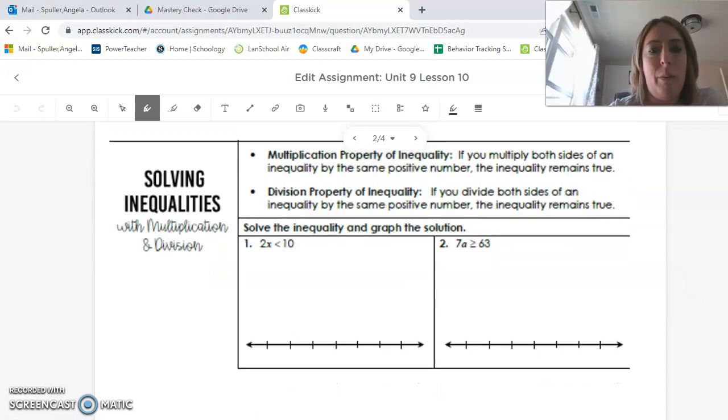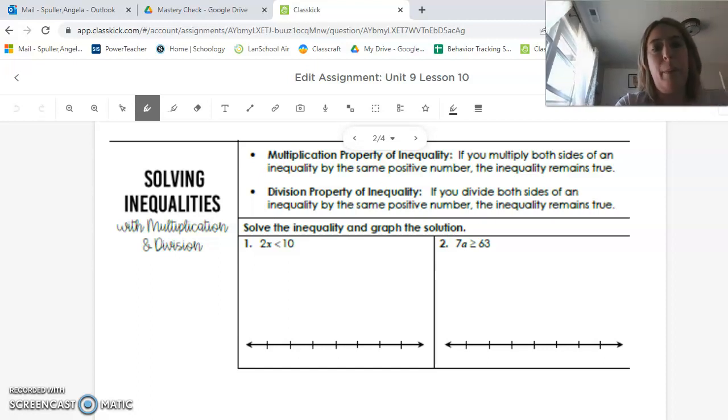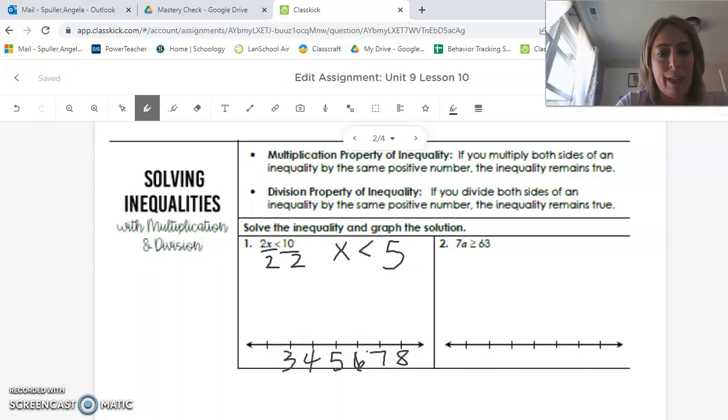All right, so here we have 2x is less than 10. Now remember, when the number is right in front of the variable, that means 2 times. So to do the opposite, we're going to divide both by 2. So it's going to give me x is less than 5. So let's say 5, 6, 7, 8, 4, 3, 2. Okay, it's an open circle and it's less.